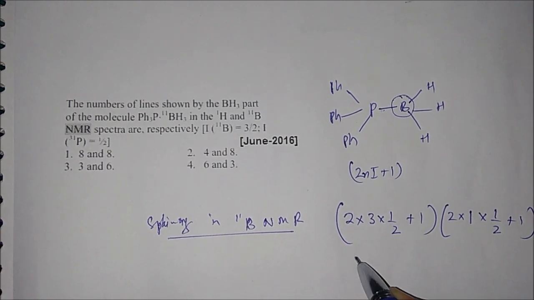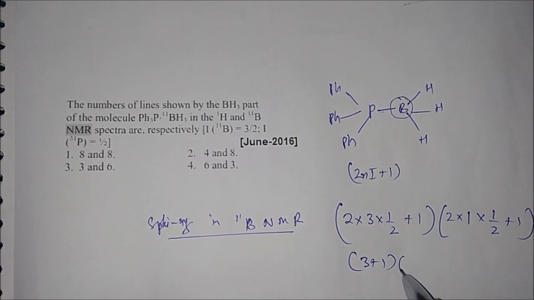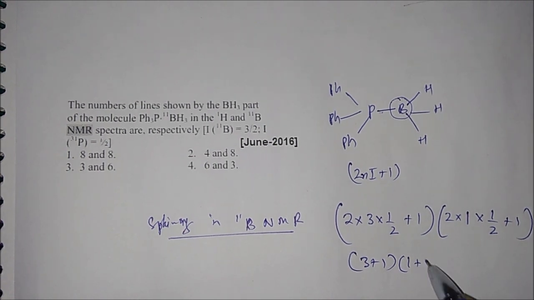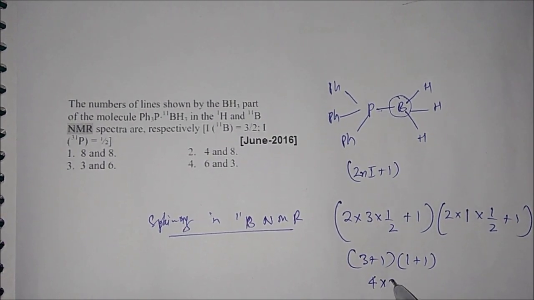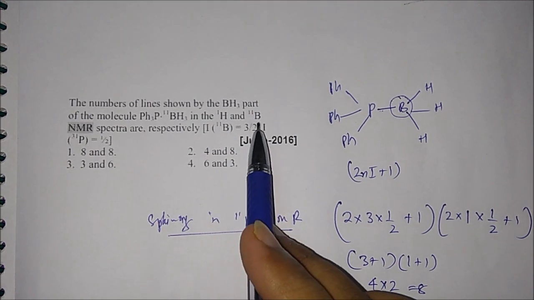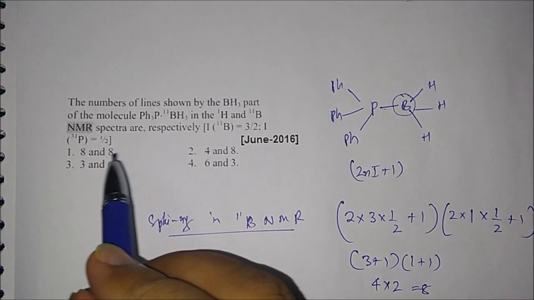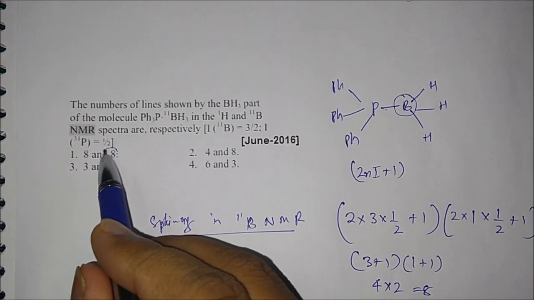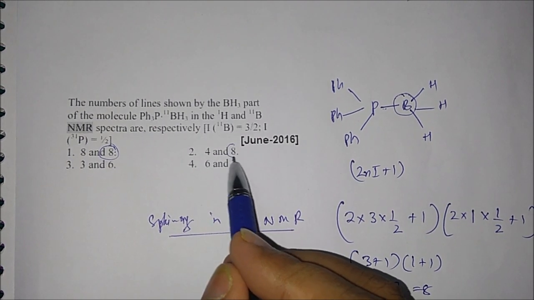So just solve it. You will get 3 plus 1 into 1 plus 1. So you will get 4 into 2, that is 8. So in the boron NMR spectra, you will get 8. So 8 you are getting in option 1 or in option 2.